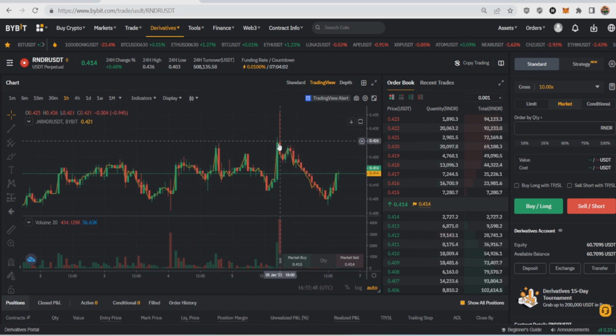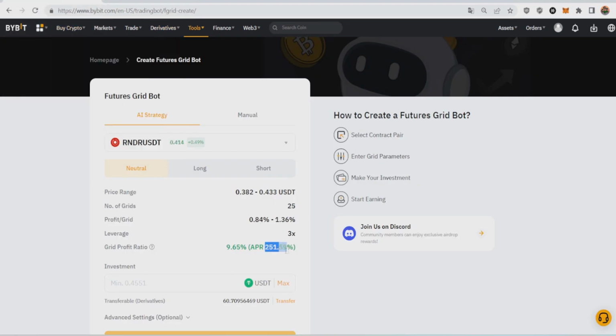So look at these ups, look at these downs. So the bot will buy here and sell going up, it will buy here and sell going down. And that's why this bot has a great APR of 250%. There's one key thing before I show you how much profit you make and how much I made: always watch out for this price range.